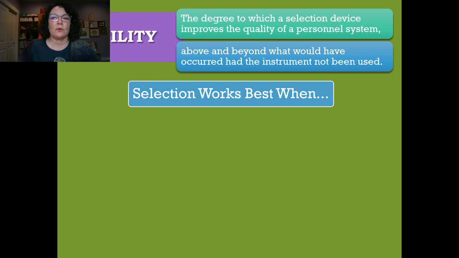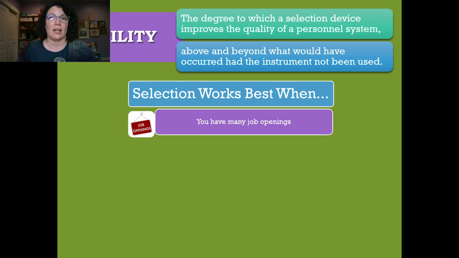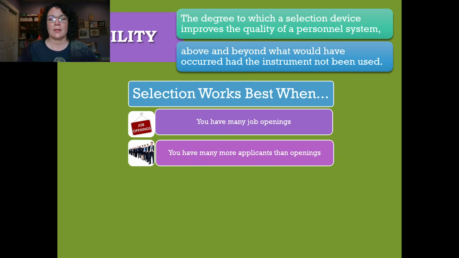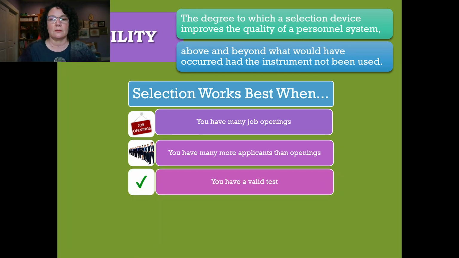So selection works best when you have a lot of job openings. That's a really nice circumstance to be in, because then you have more people applying. Usually when they see that there are lots of jobs, they'll apply, and then you can kind of place people in the position where they best match. Really good when you have more applicants than openings. Then you get to pick from who has applied rather than just having to get someone, right?